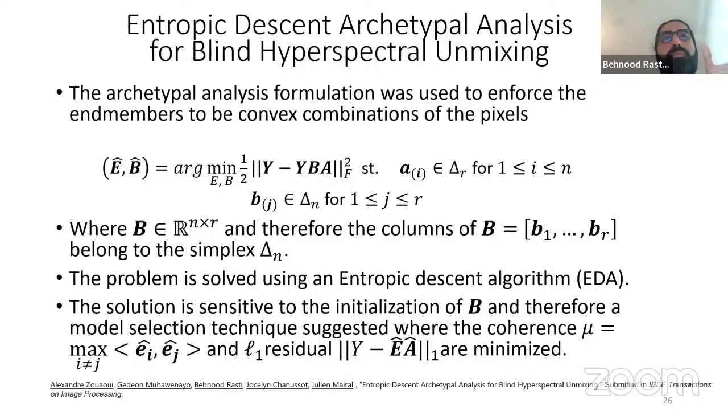Therefore it also helps us to search for a model selection technique. We realize that the solution is very sensitive to the initialization of matrix B, and therefore we propose a selection technique where the coherence mu, which is the maximum of the inner product of the end members, and the L1 residual between the observed data and our estimated matrices are minimized. That's how we select the best model for this problem.